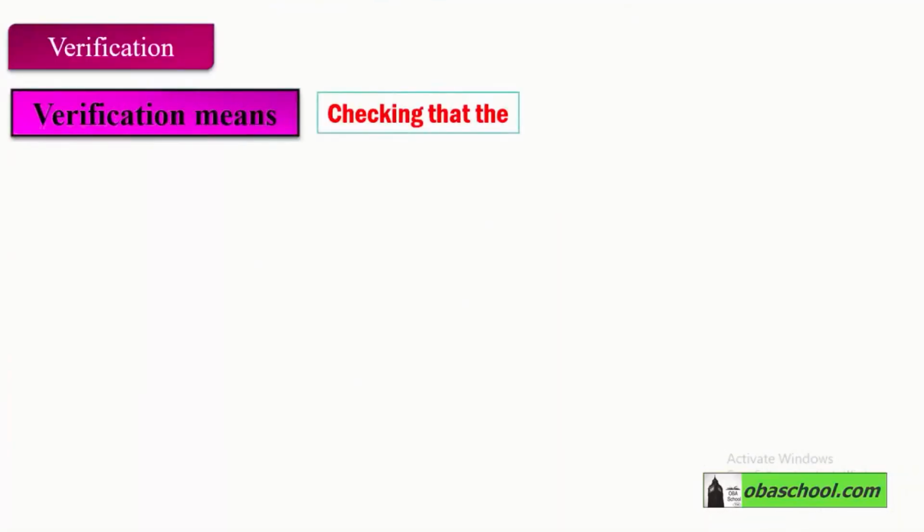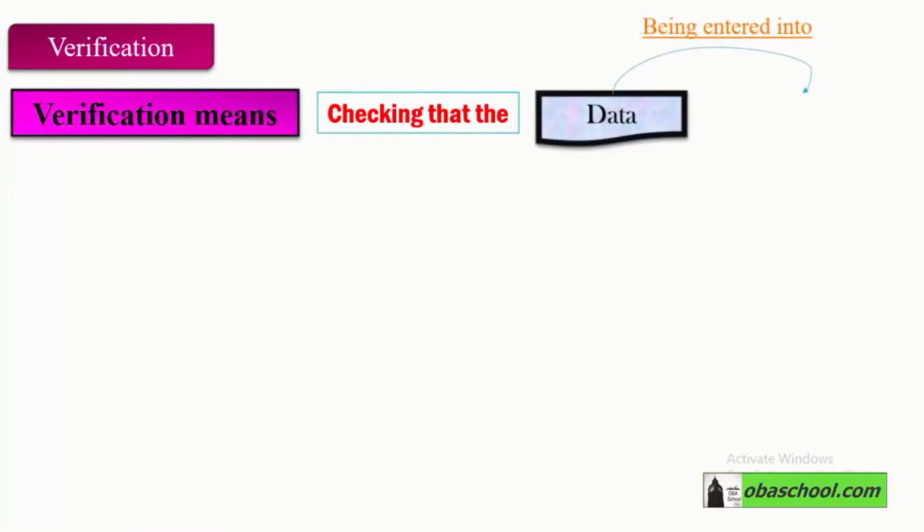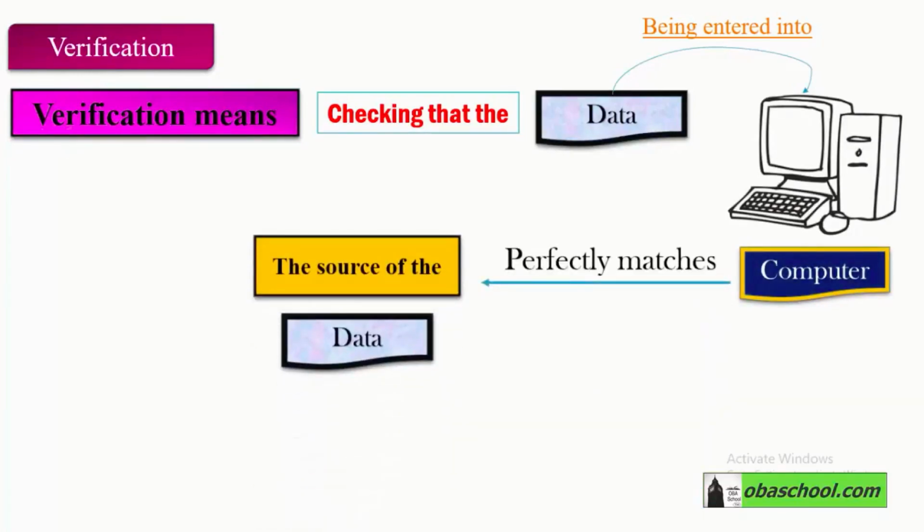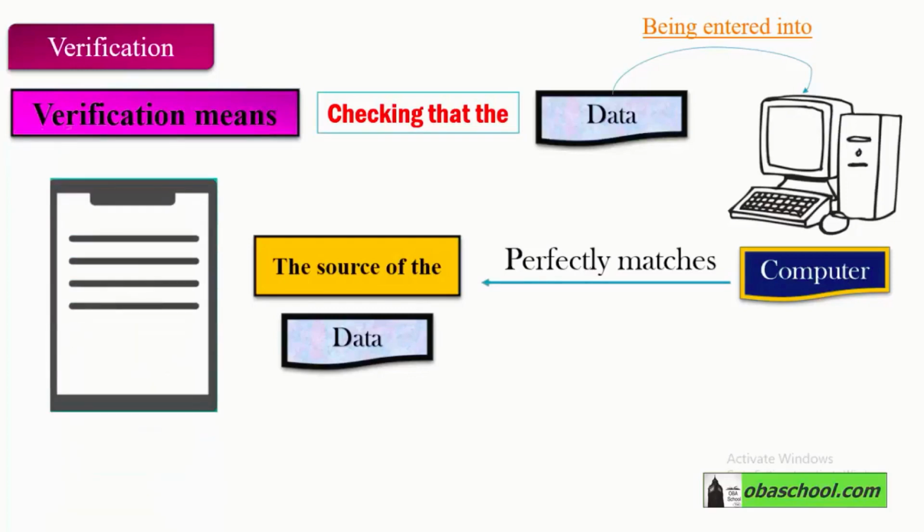Verification means checking that the data being entered into the computer perfectly matches the source of the data. So we should make sure that the data that we've entered into the computer 100% matches the source from which we copied the data from. For example, we have a paper with a paragraph. This paragraph should be copied exactly the same on the computer. So we should make sure that the paragraph perfectly matches what we've entered on the PC.